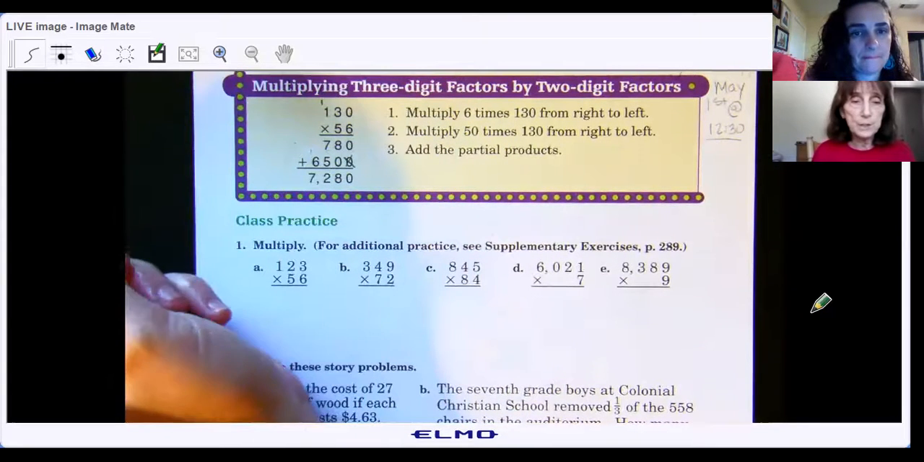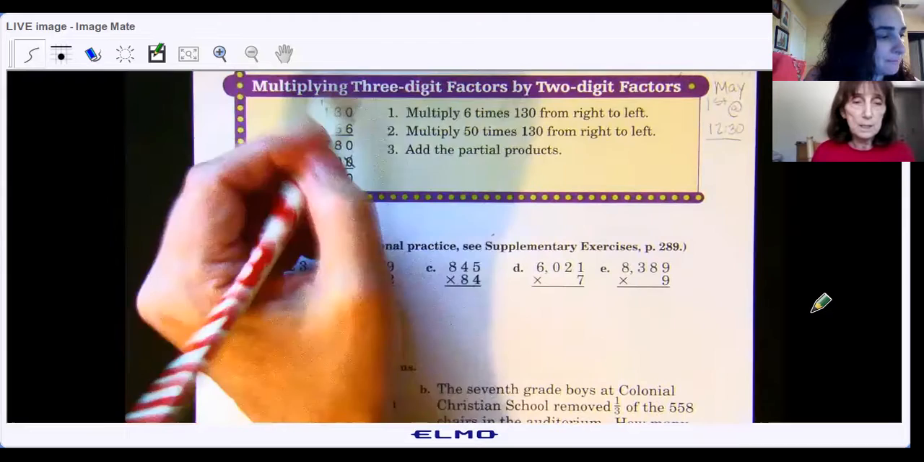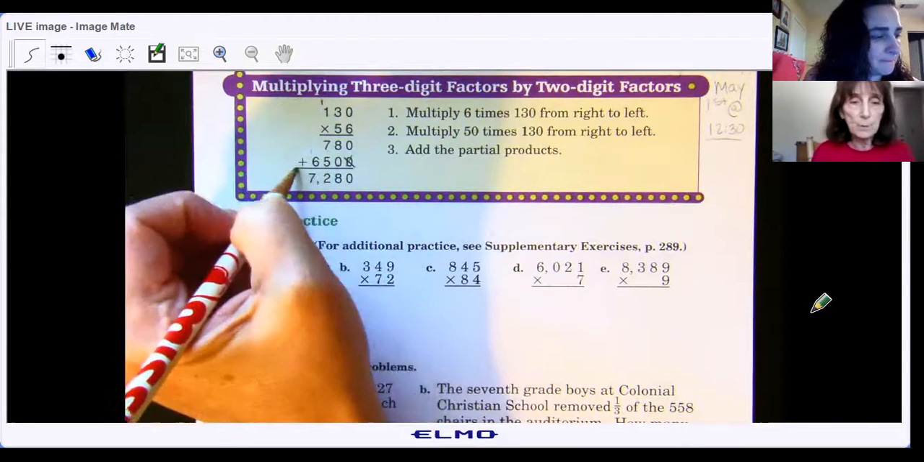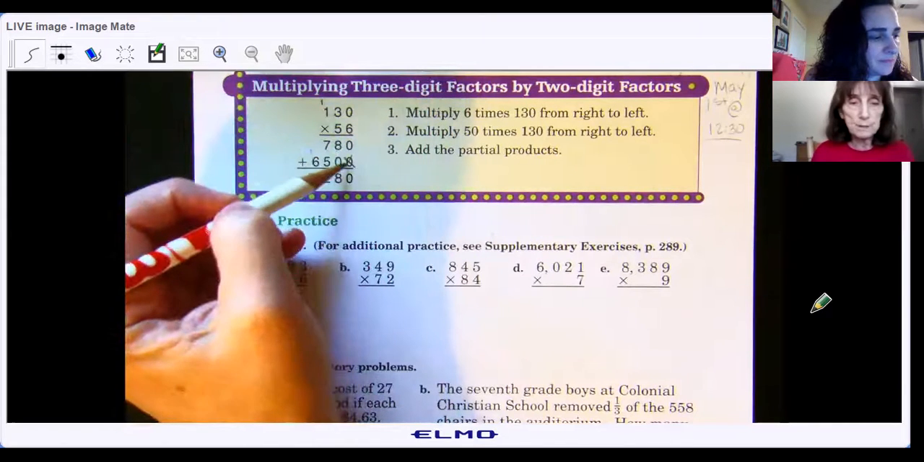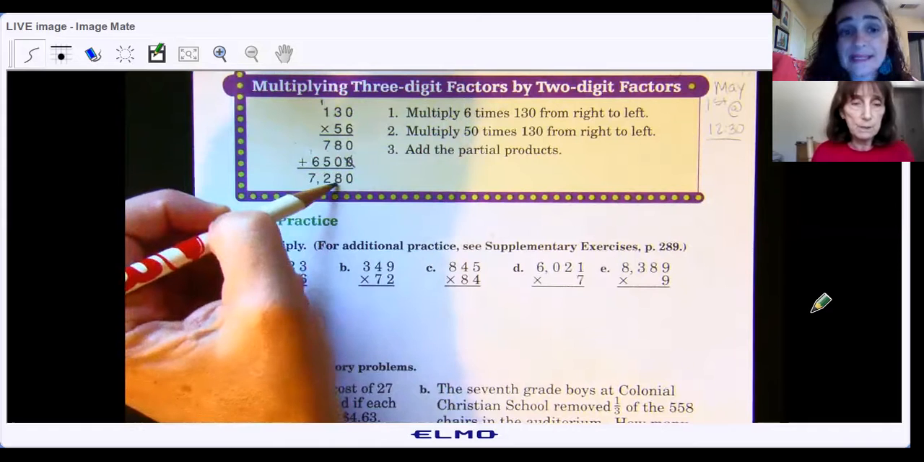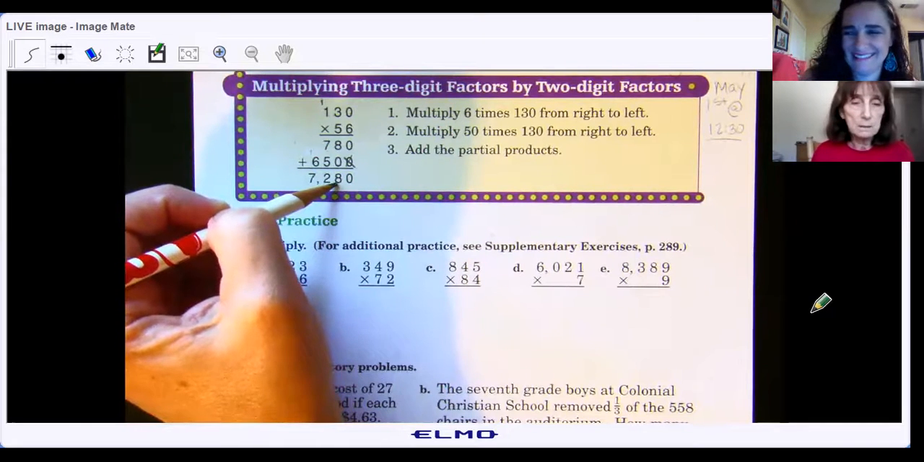Okay, now those are the partial products. So we're going to put a plus and an equal line and we're going to add them. 0 and 0 is 0 in the ones column. Tens column, 8 and 0 is 8. Oh yeah, I'm multiplying. Sorry.